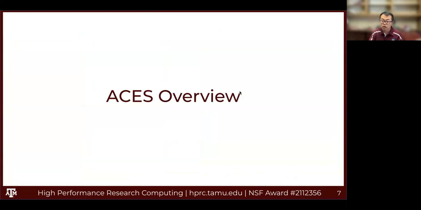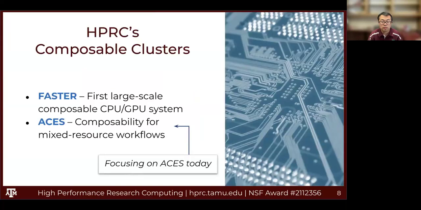Next, I will give an overview of the ACES computing cluster. Actually, at HPRC, we have 2 composable clusters. The first one is called FASTER. It's the first large-scale composable CPU, GPU system. On ACES, it's a little bit more complex because we have mixed resources. We have a rich variety of accelerators, which I will show a little bit later. On FASTER, we mainly use NVIDIA A100 GPUs.